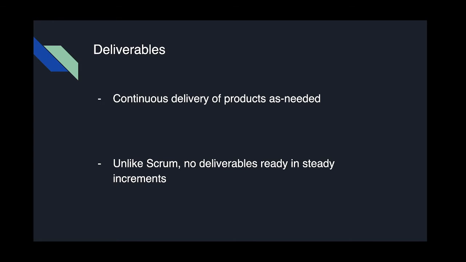So the deliverables that this methodology implements are pretty much you have your products and processes delivered continuously on an as-needed basis, and the due dates are determined by the business as needed. So with Scrum, you have an agreed-upon set of items to have ready in steady increments called deliverables, but that is not the case with Kanban.